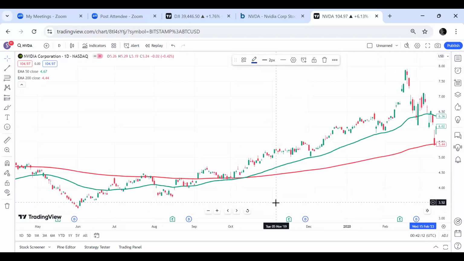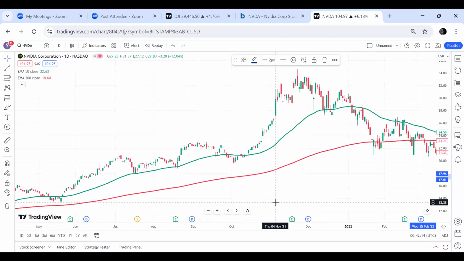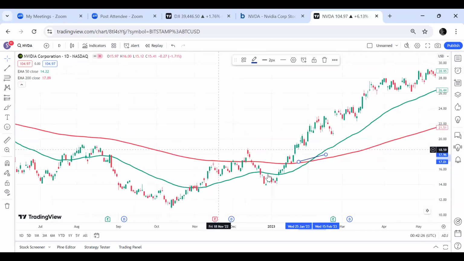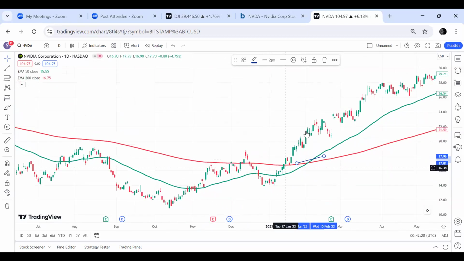Again, here the fast moving average is crossing the slow moving average from above. So it is again a sell signal. As you can see, when I got a sell signal, the share price fell down so much. And when I got a buy signal, the share price rose so much.